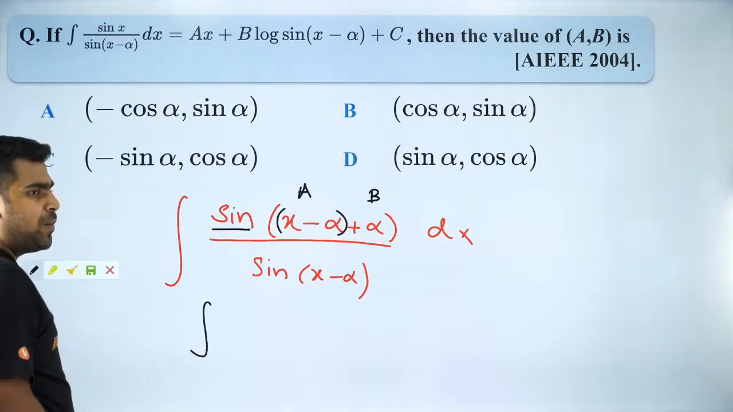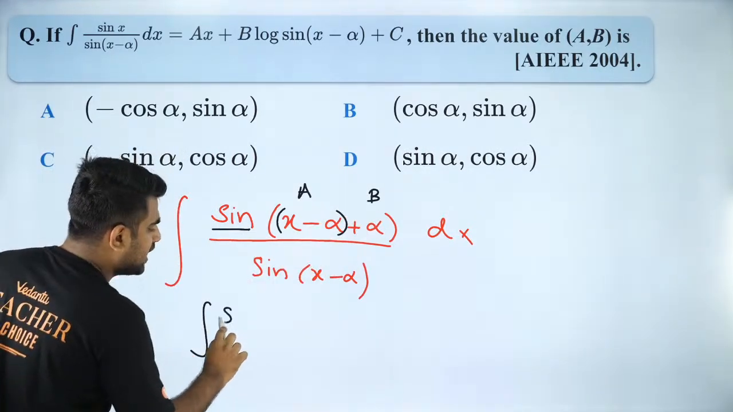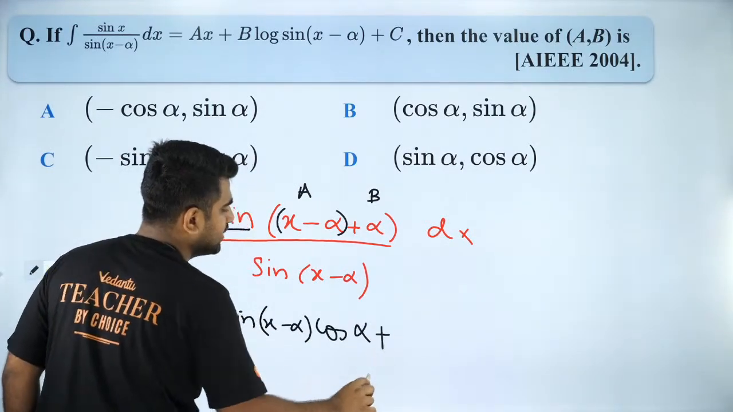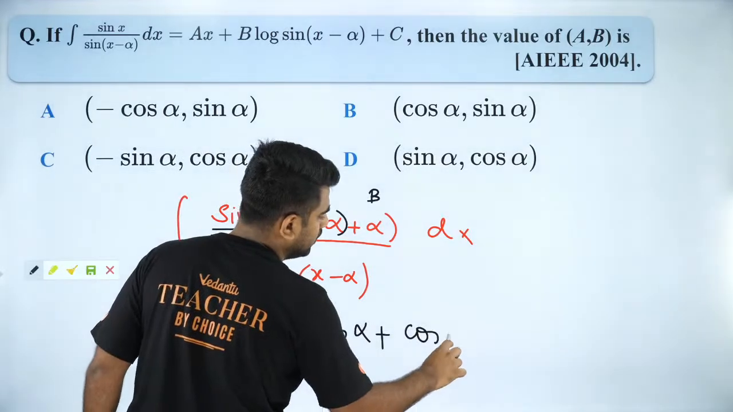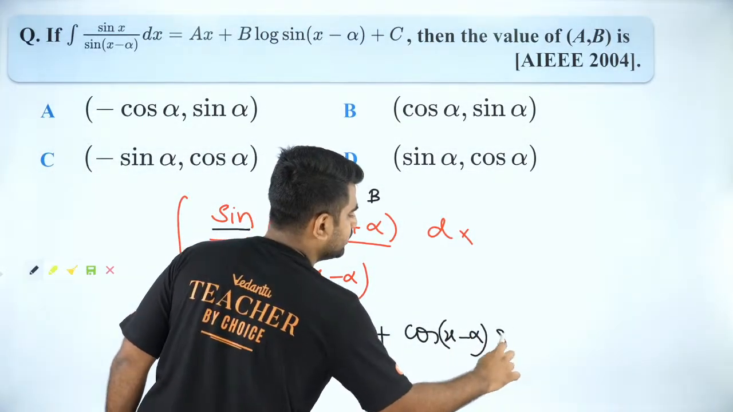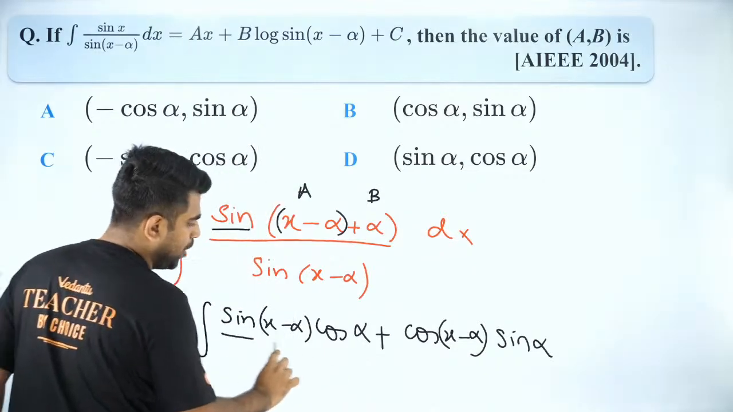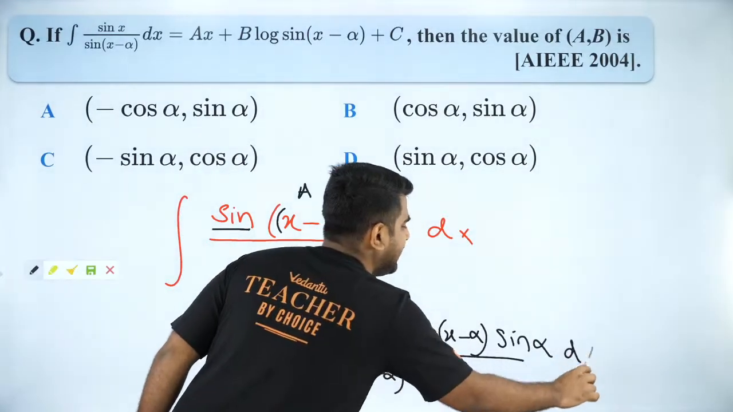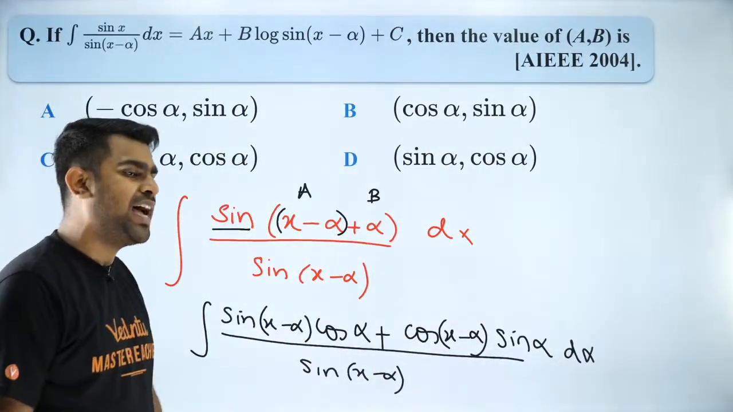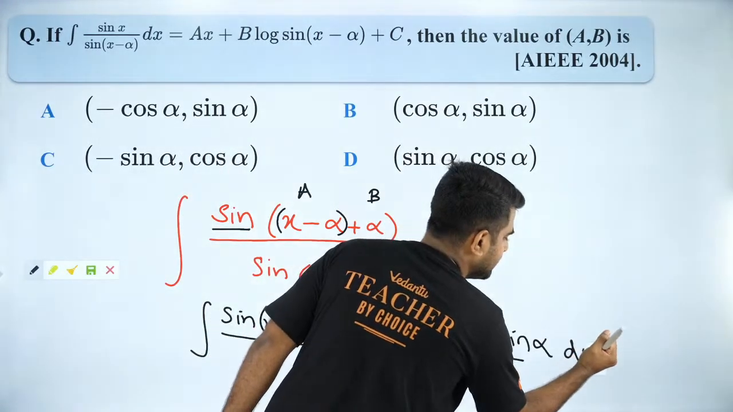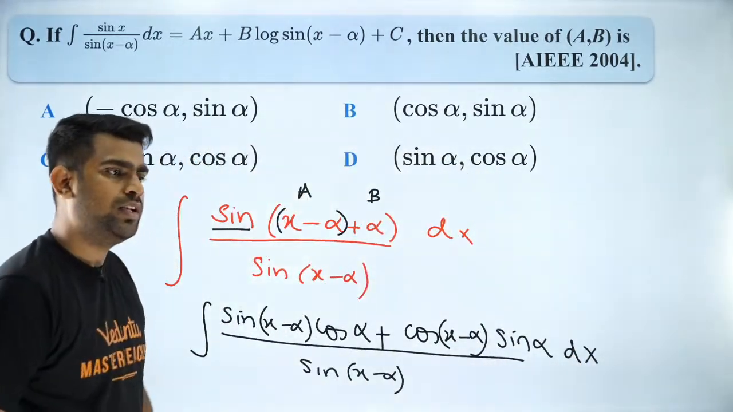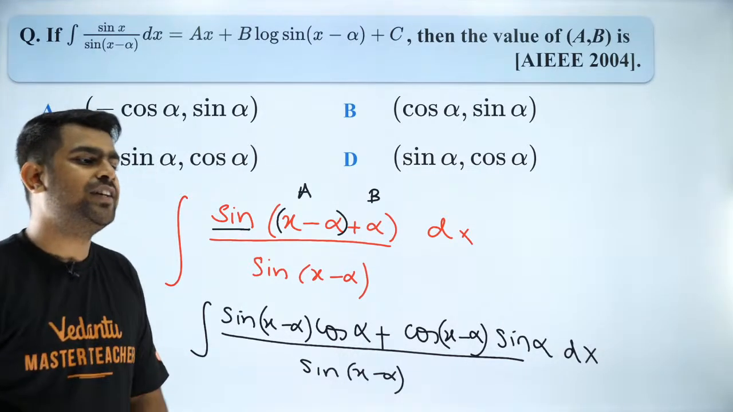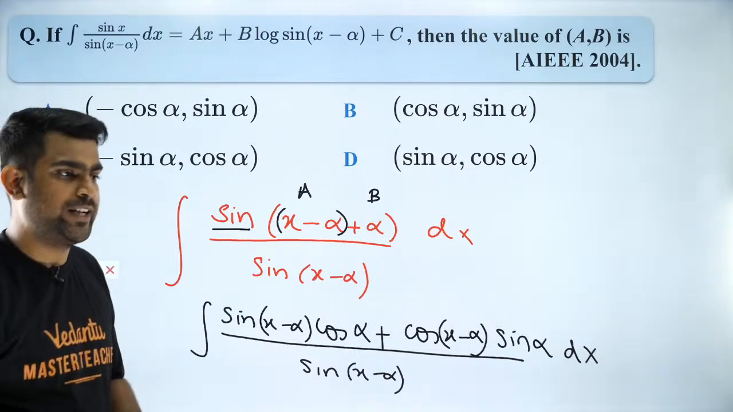What is the sine of A plus B formula? Sine of A plus B is sine A cos B plus cos A sine B, by sine of x minus alpha. And that is what we need to solve. Are you guys able to get that? Everybody, this is dx. Everybody clear with this? Till here, did everybody understand? This is the way to go for it.